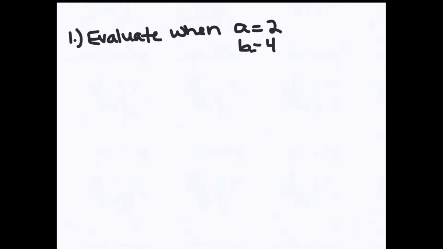We are going to evaluate when a equals 2 and b equals 4. So our first expression is 6 times a plus 2 times b, notice how I'm writing that multiplication, minus 5. So now what we're going to do is plug these given values for the variables into the expression. So we're going to substitute them in. Looks like this. 6 times, we're going to plug 2 in for a, plus 2 times, we're going to plug 4 in for b, minus 5.